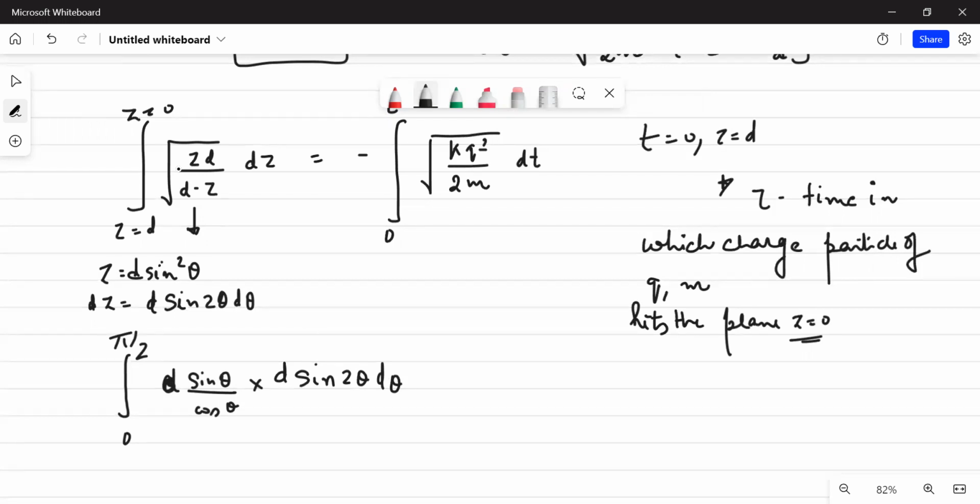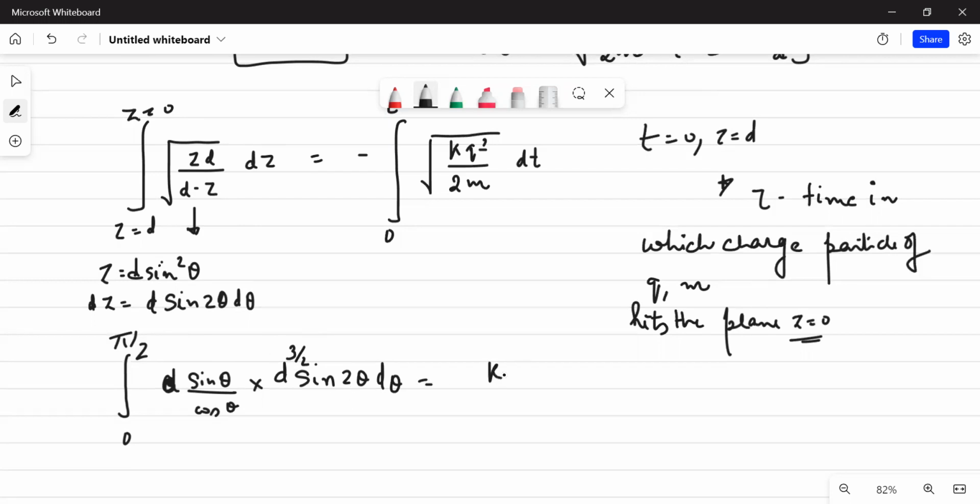Okay, there would be some d also, right? Because there is root d, root d, root d. So d to the power 3 by 2. So you can see that here you would have d minus d sine square theta, which would give you d cos square theta. And here you would have again d. So one d would get cancelled, root over d will be left, and one dz you have this again d term. So you have this d to the power 3 by 2.